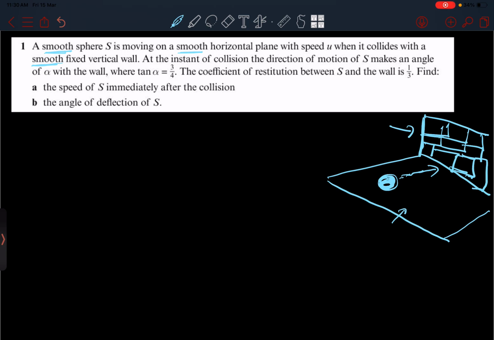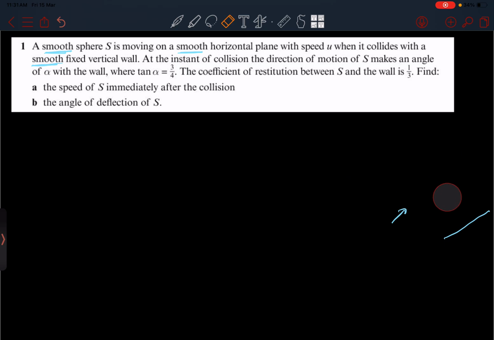Now if we look at this from a bird's eye point of view, you would have your wall, and then you would have your ball kind of approaching the wall. So this is the vertical wall. This is like a bird's eye view of things. And now let's see how to solve this.